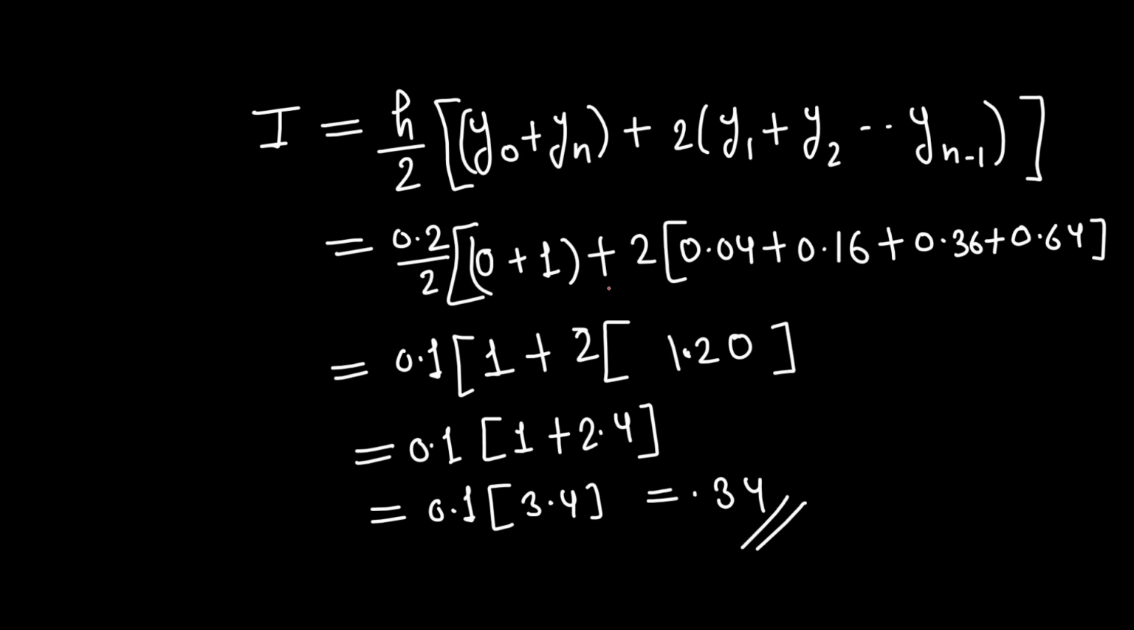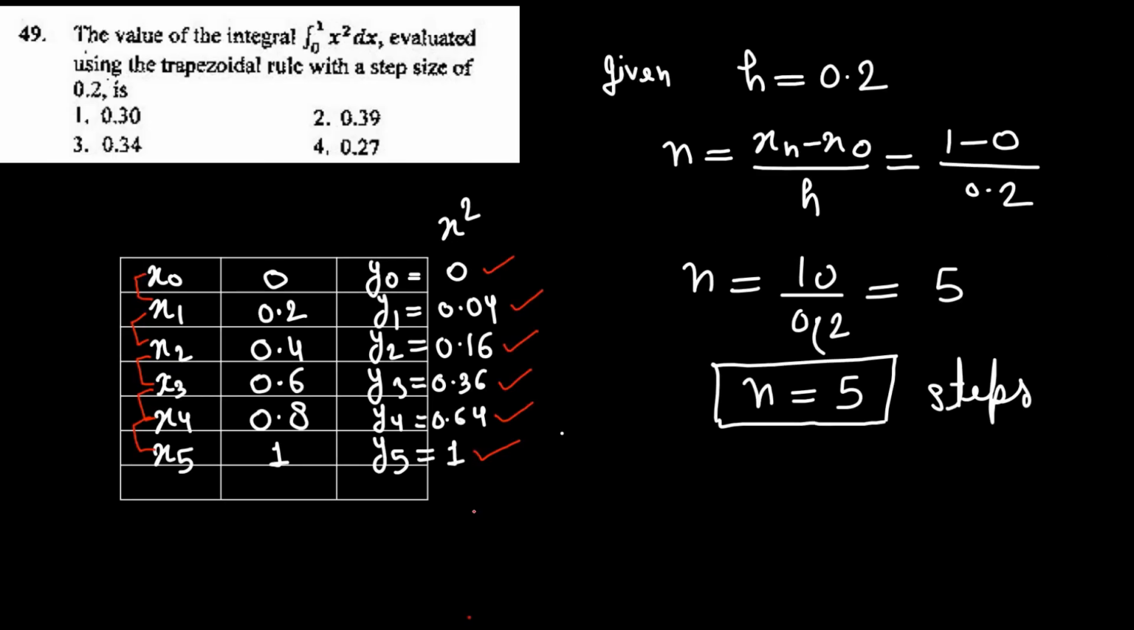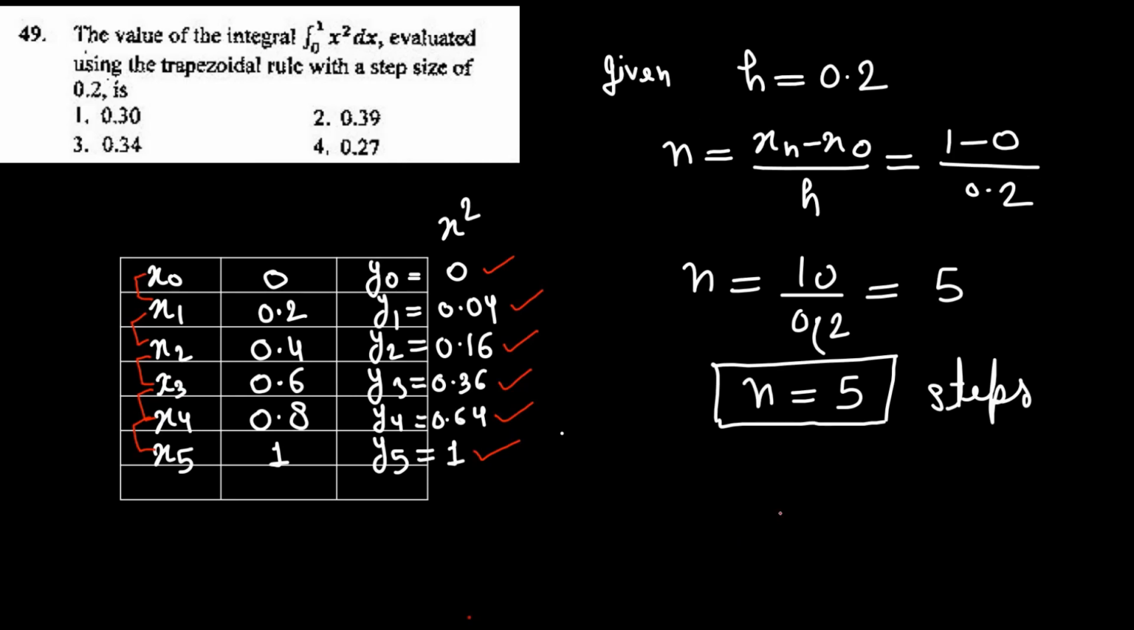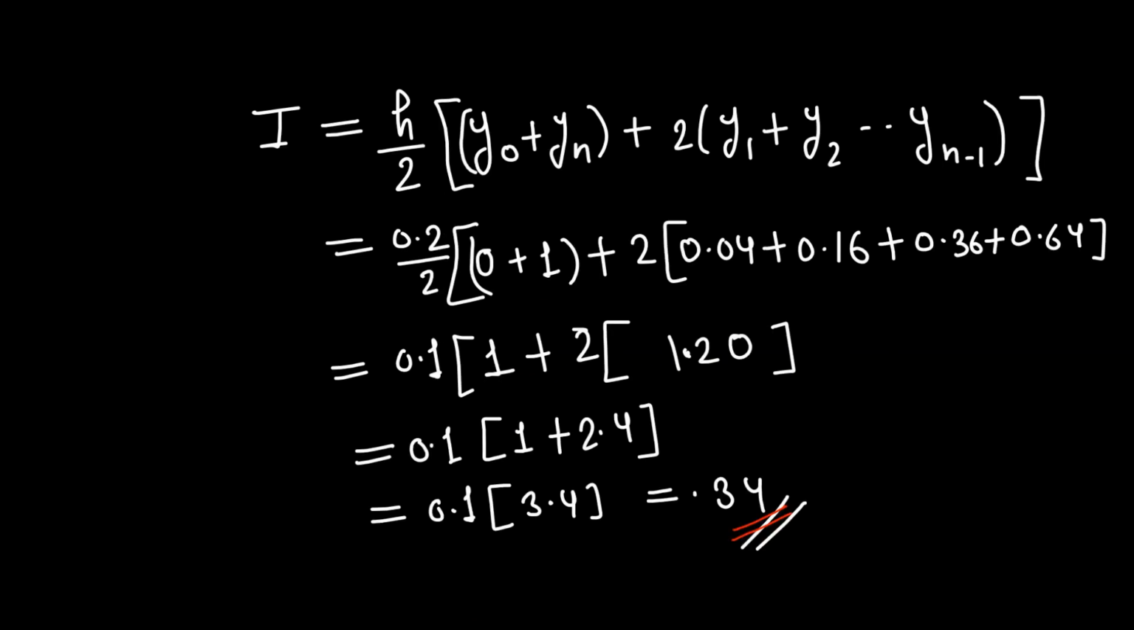We have calculated all the values y0 to y5. So we will put these values in the formula, and after calculation, we will get the integration I equal to 0.34. Okay, now check the options. So option 3 will be correct. Okay, let's move towards the next question.